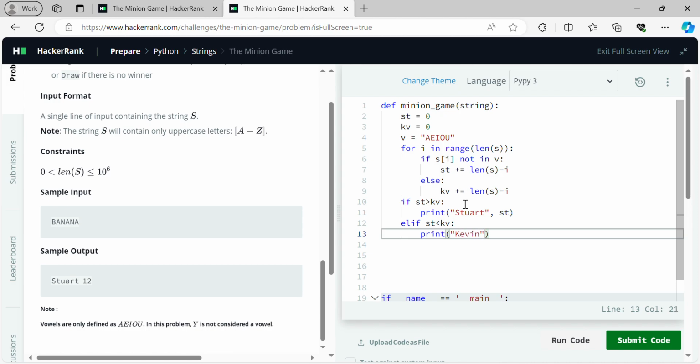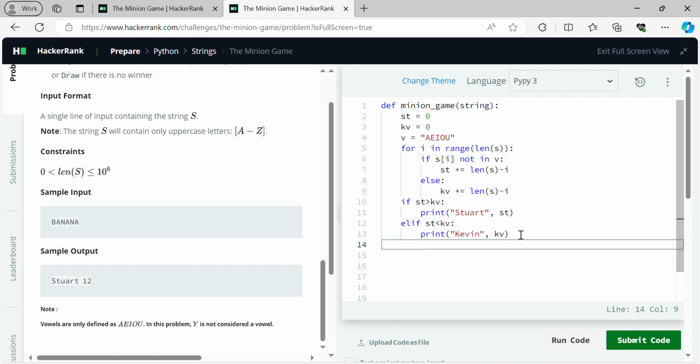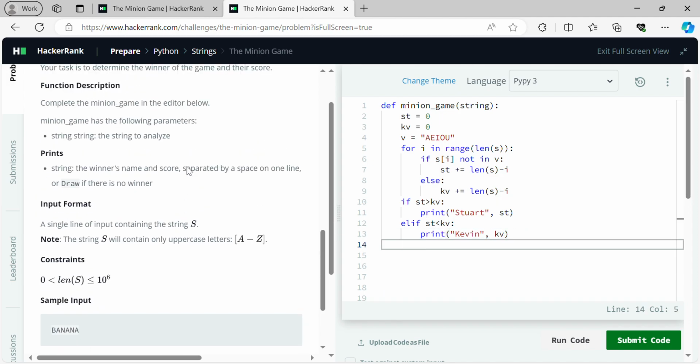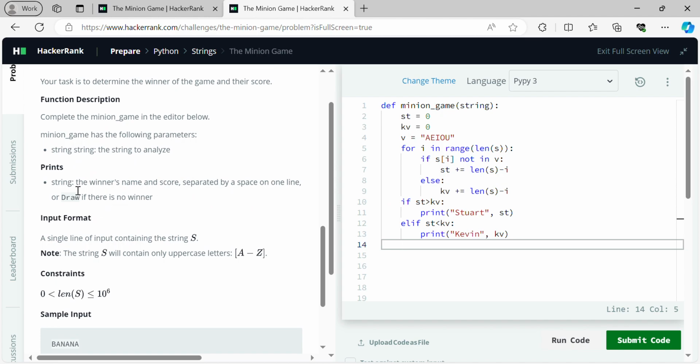Kevin, for Kevin I am initializing KV as Kevin, and after that they mention one condition also there: winner's name and score. So these two are done. Winner's name and score I am providing. They are also providing one condition. If their scores are both equal, draw needs to be printed as output.